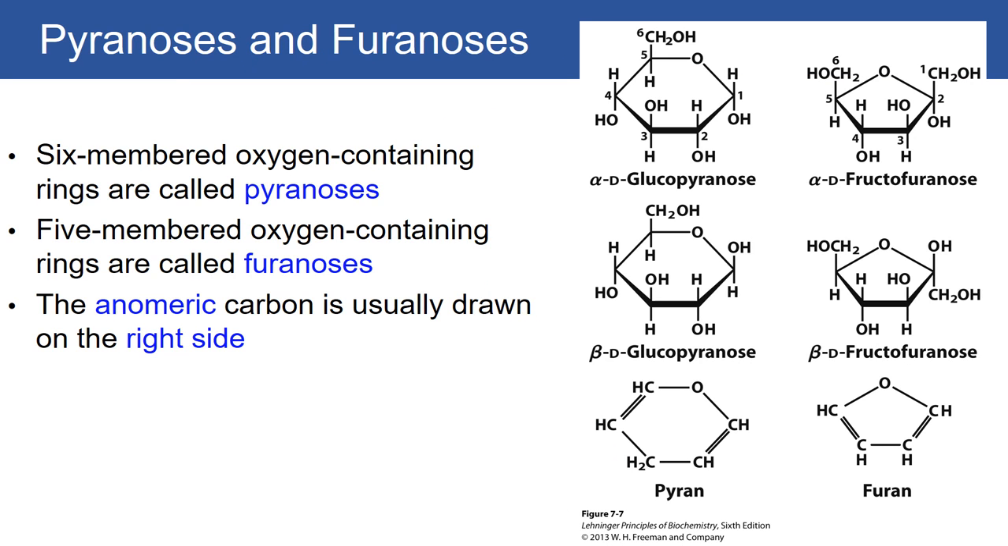5 and 6 member rings are important because there's definite terminology associated with them. 6-member oxygen-containing rings are called pyranoses, and 5-member rings are called furanoses, and you will notice that we have these rings in things like DNA and other places. Again, you'll see different forms.